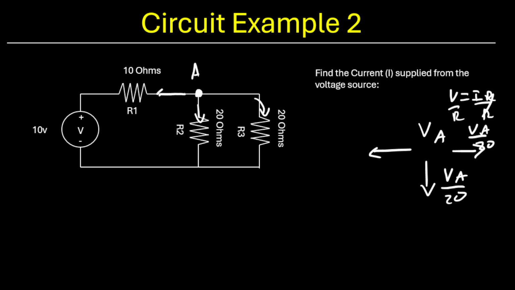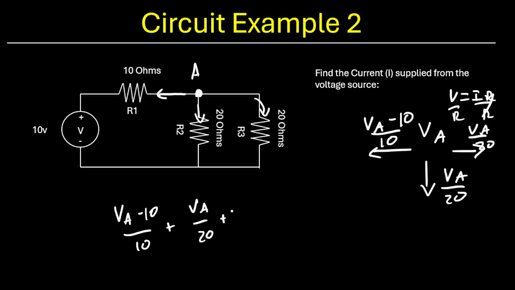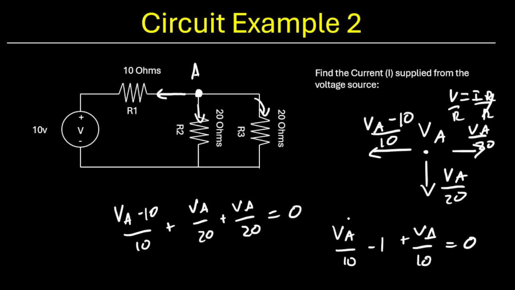So now all that's left is to represent this current, which we have going out. So we're going to take VA minus 10 over 10 ohms, which again, Ohm's law, we've got the voltage difference, which is VA minus 10 volts, over the resistance, 10 ohms, gives us the current. Now we've got VA minus 10 over 10 plus VA over 20 plus VA over 20 equals 0, because again, KCL states that all the current in and out of the node must sum to 0. So we can simplify this and get VA over 10 minus 1 plus VA over 10 equals 0. Add these two VAs, move 1 to the other side, and we get VA over 5 equals 1. Multiply both sides by 5, and we get a VA of 5.